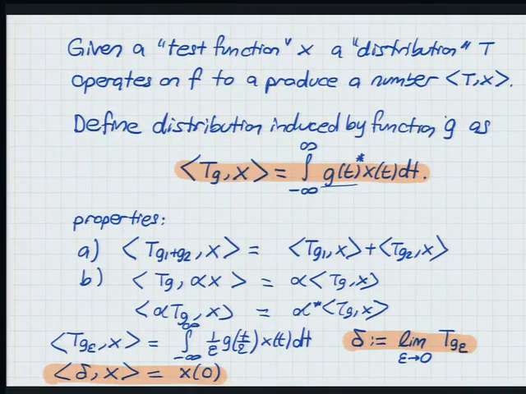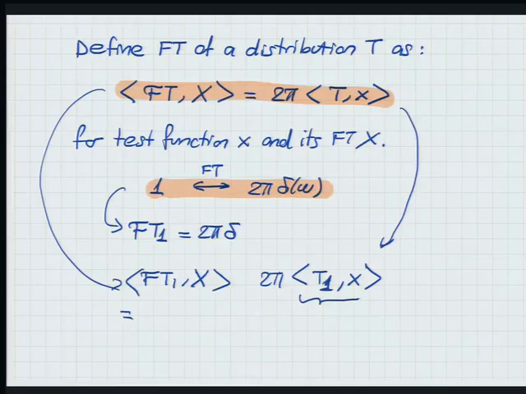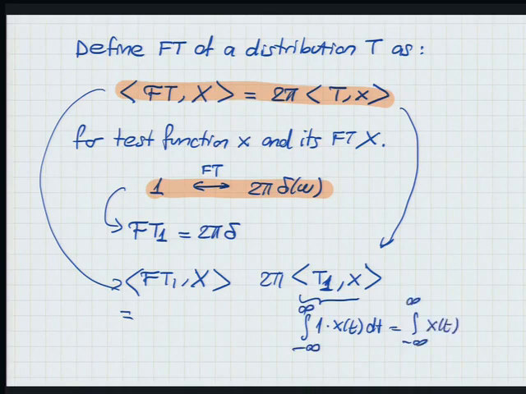Distribution induced by a function g acting on test function x is this, right? So just apply that here. G is 1. So that means equal to integral of 1 times x of t dt, right? So 1 changes nothing. You just get negative infinity to infinity x of t dt, right?